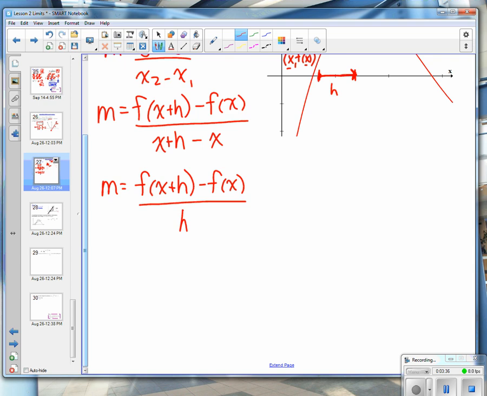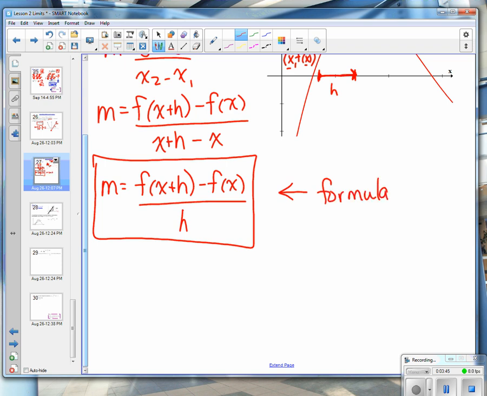If you take a quick look at your formula sheet, right at the very top, you're going to see this. It's called first principles. And this is a really, really handy way, a long way, but a handy way, of finding derivatives. And again, like I said, that's getting us into an intro into Learning Guide 2.